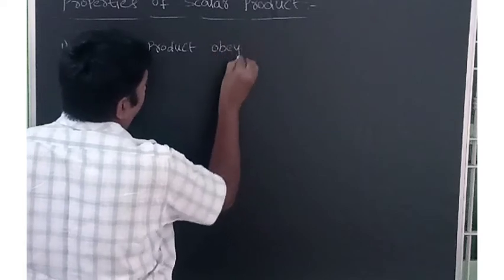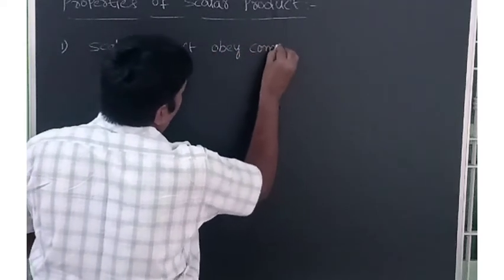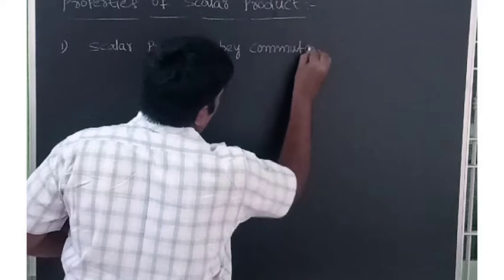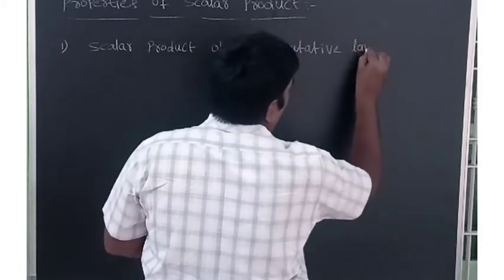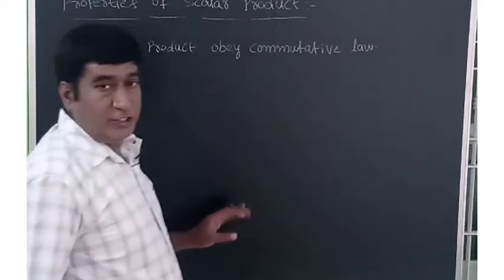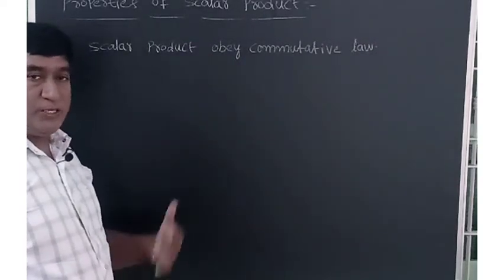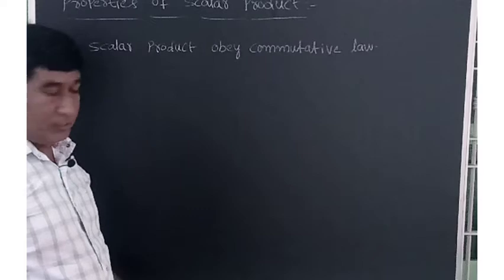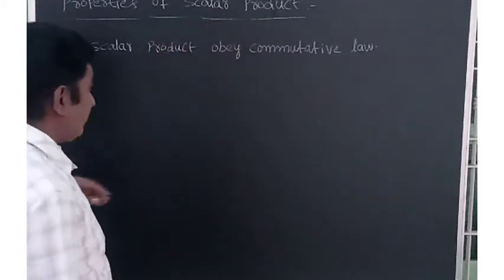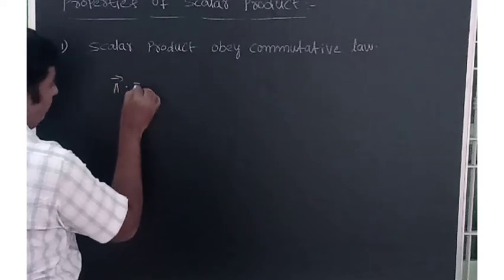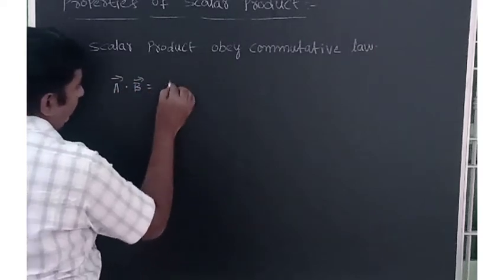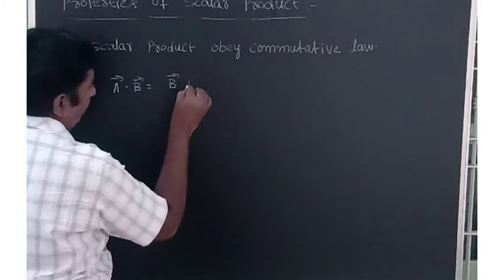So scalar product obeys commutative law. In addition we have said A vector plus B vector is equal to B vector plus A vector. In case of product, the same thing I can take here as A vector dot B vector, which is equal to B vector dot A vector.